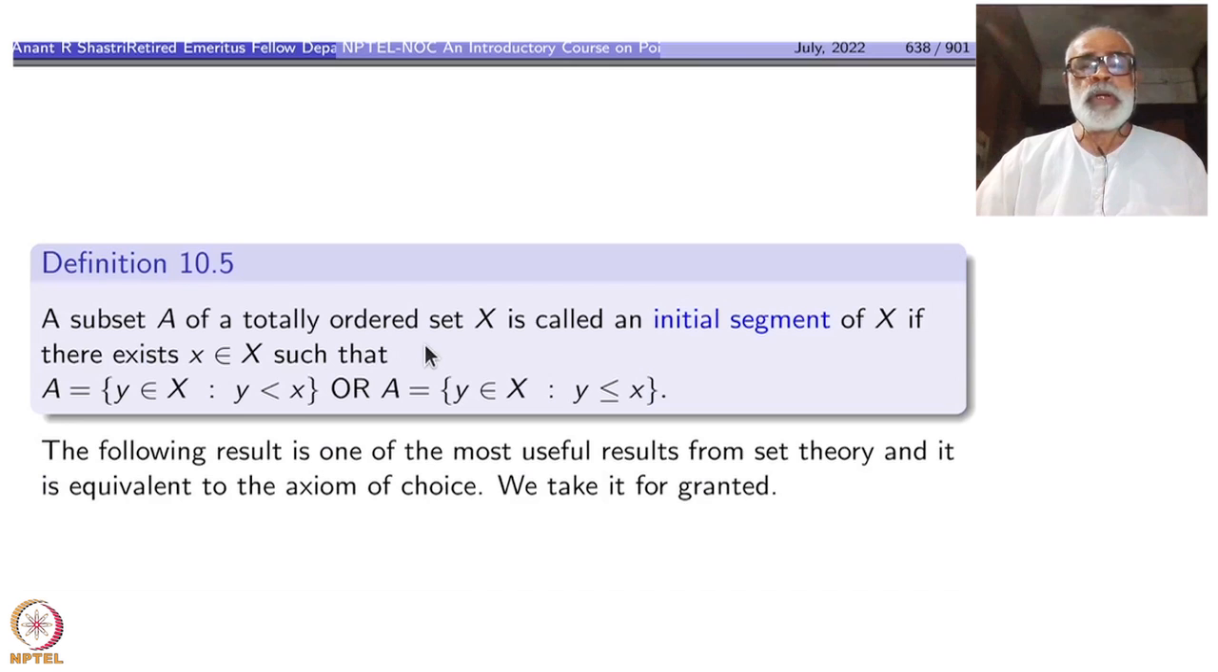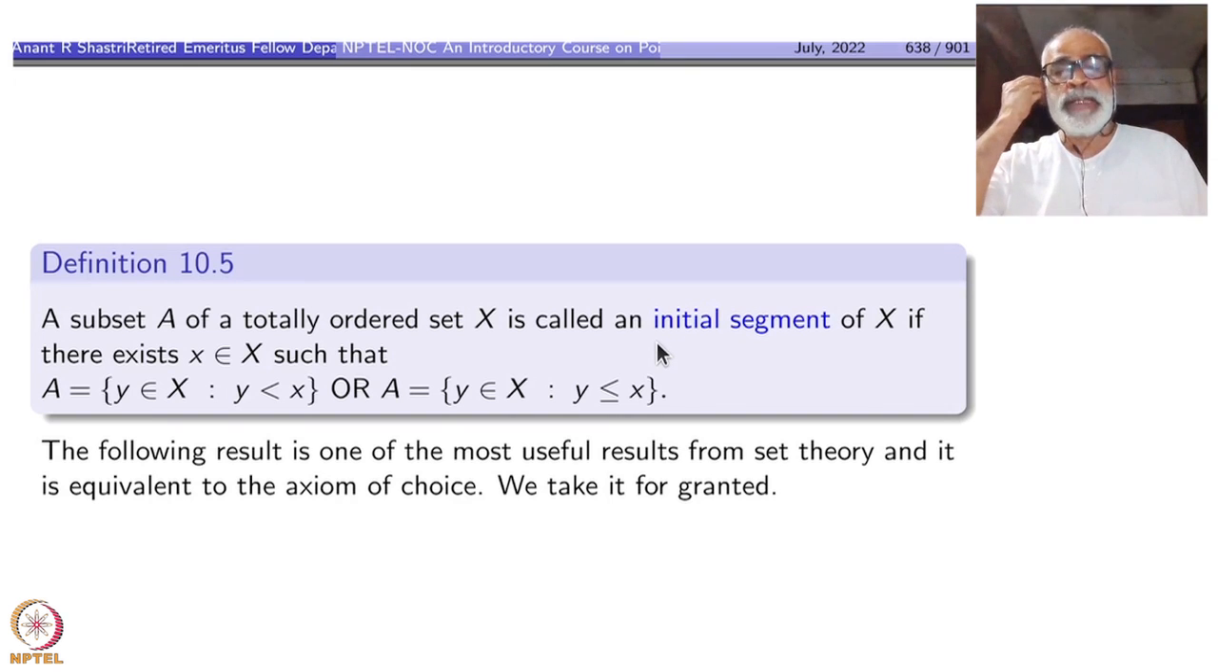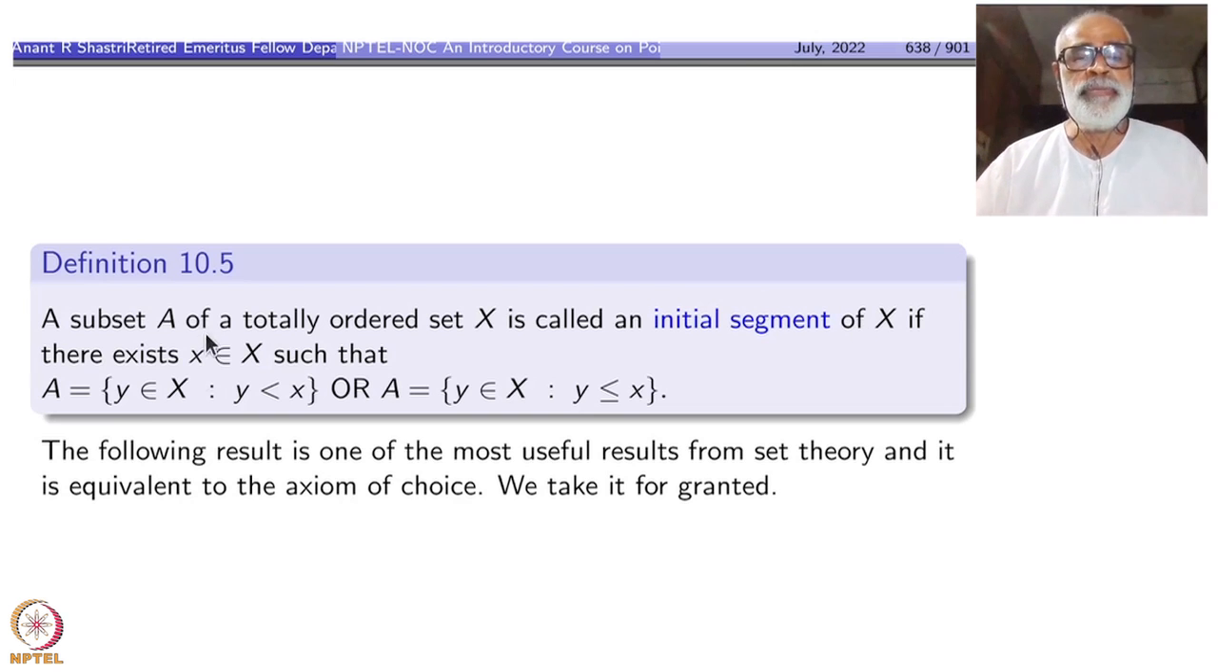A subset A of a totally ordered set X is called an initial segment. Just pay attention to this. An initial segment inside X: if you have an x inside X such that the set A contains all elements which are less than x, or all elements which are less than or equal to x. So this may not include x, but it is possible that this A includes x also. So there are two different cases, and both of them are called initial segments.